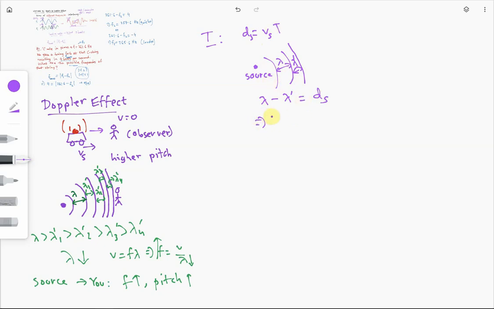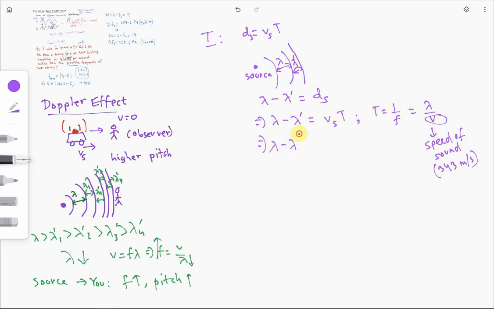So if you plug in what we found for ds, the distance moved by the source, we have this equation. And think about what t is. T is just 1 over frequency, and frequency is v over lambda. So 1 over frequency is lambda over v. And this v is the speed of sound. We can just think of it as 343, the speed of sound in air at room temperature. So if you plug in lambda over v for t, we get lambda minus lambda prime equal to vs times lambda over v.